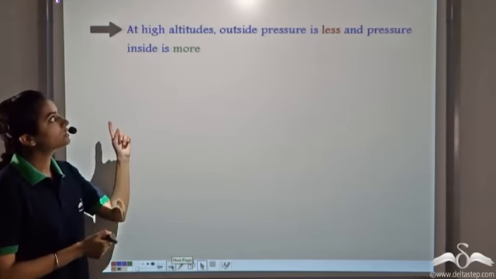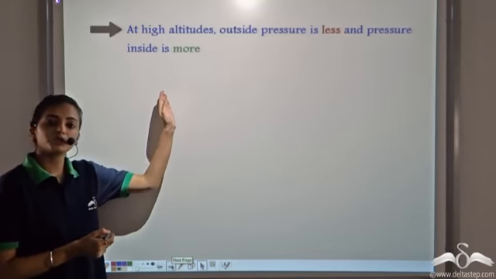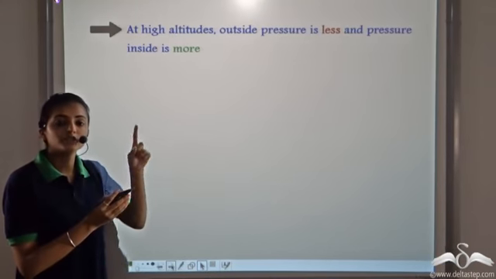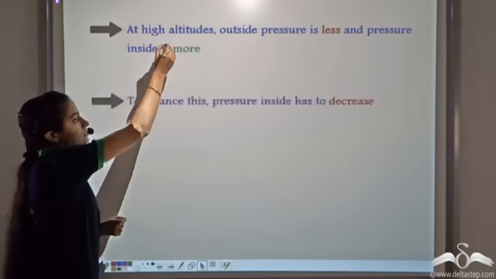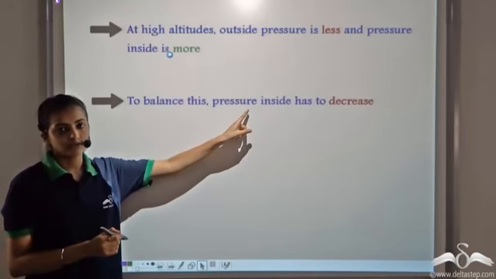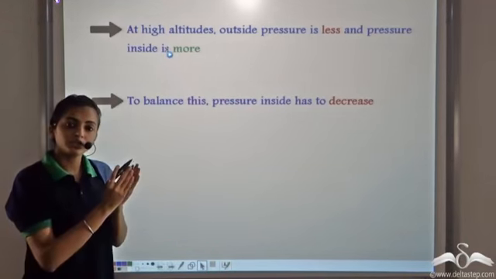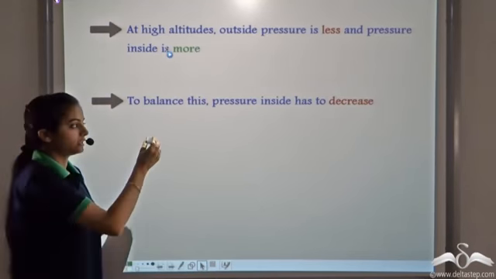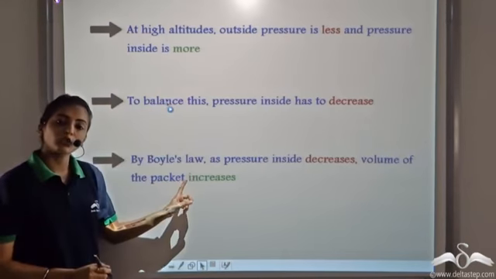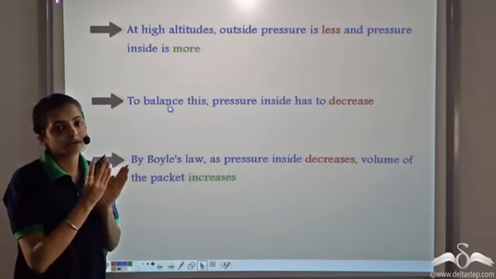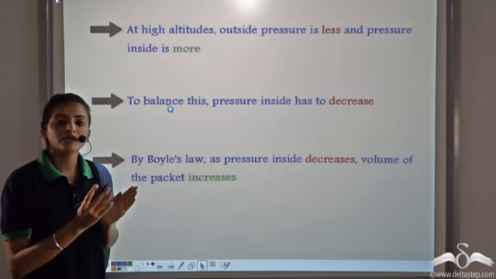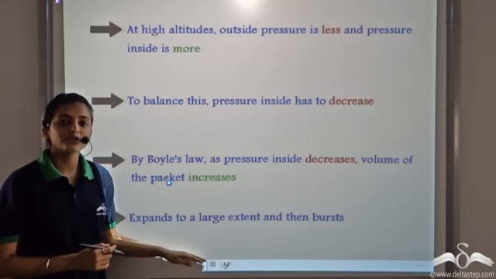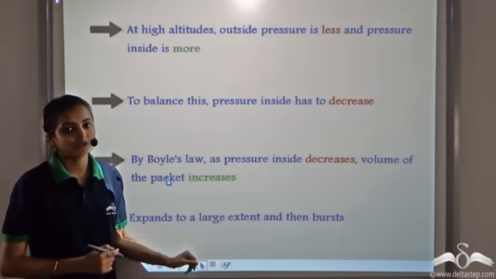So why do the chips packets burst when taken to higher altitudes? At higher altitudes, the outside pressure is less. So to balance it, the inside pressure, that is the pressure inside the chips packets, has to decrease. So by Boyle's law, if the pressure inside the chips packets is less, the volume has to increase. As the volume increases, the chips packets expand in size, and at times they expand to such an extent that they burst. So this is the reason why the chips packets burst when they are taken to higher altitudes.